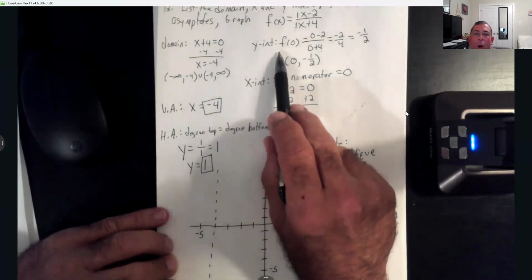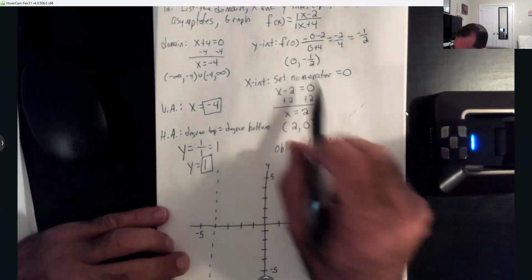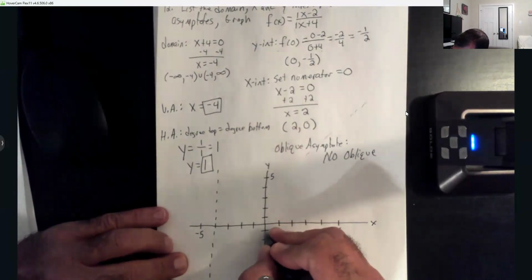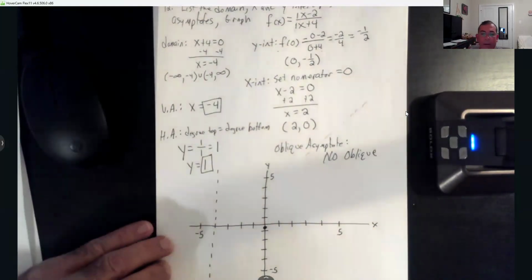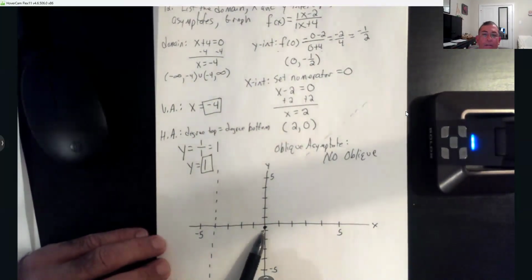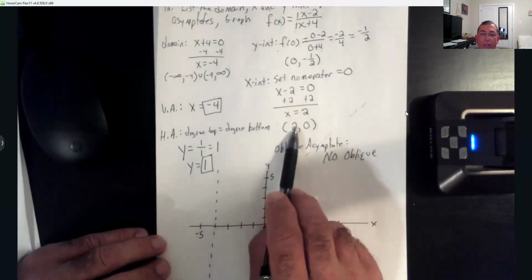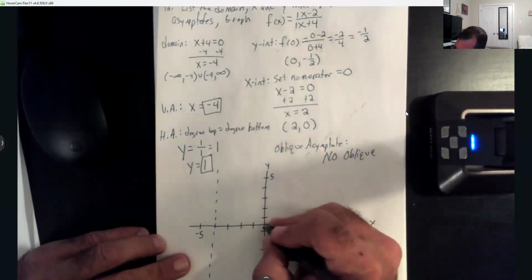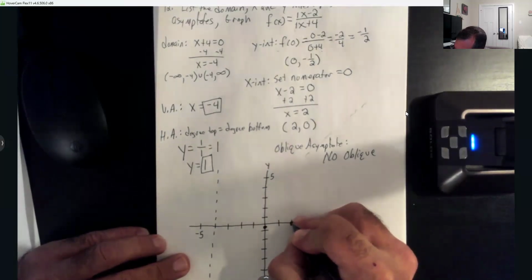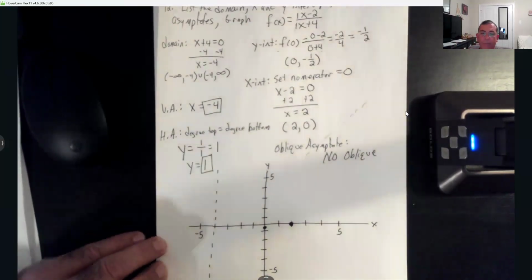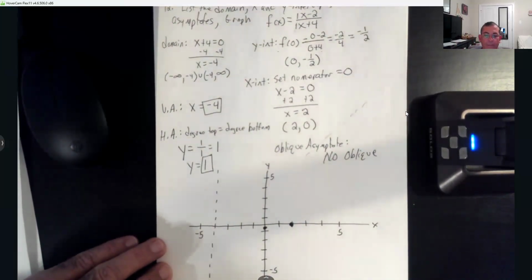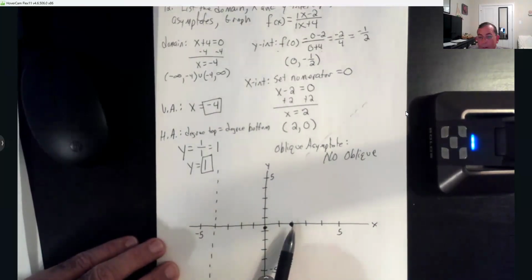So what else do I know? I know my y-intercept was 0, -1/2. Well, here's 0, -1, so -1/2 will be about in the middle there. Okay, so there's -1/2. My x-intercept was at 2, 0. So here's 1, 2. Now remember, that's the only place this graph can cross over that x-axis.